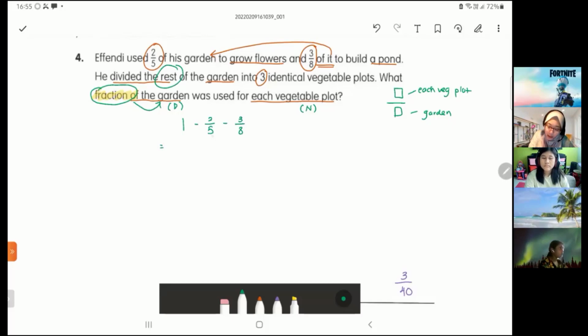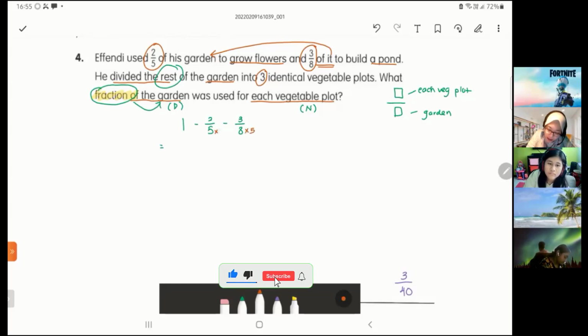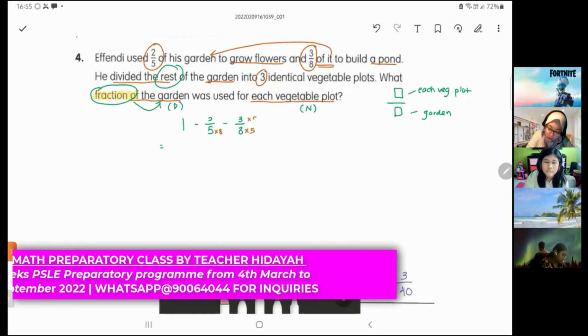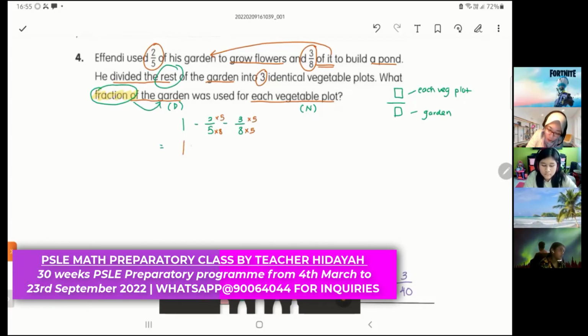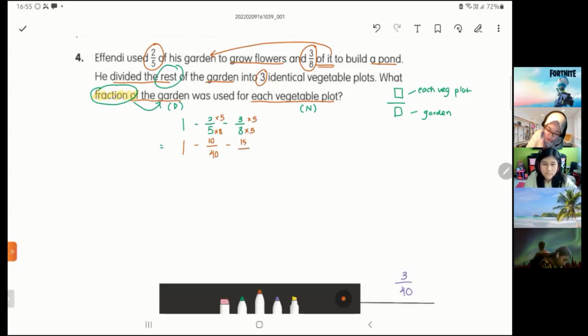And how do we do this? We need to change the denominators to be the same. You can't use a calculator yet because this is still under Booklet B, not Section C yet. Section C, we can use a calculator. This one, not yet. So we change it to the same denominator: 5 times 8 is 40. So it's 1 whole minus 10 over 40 minus 15 over 40.